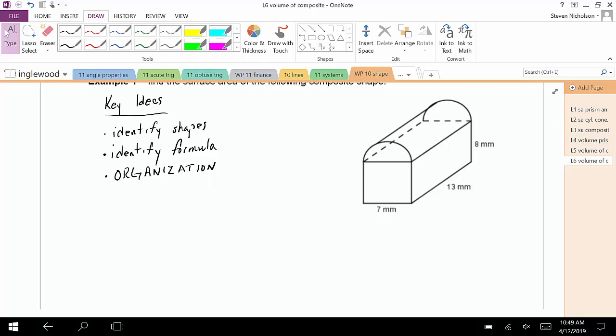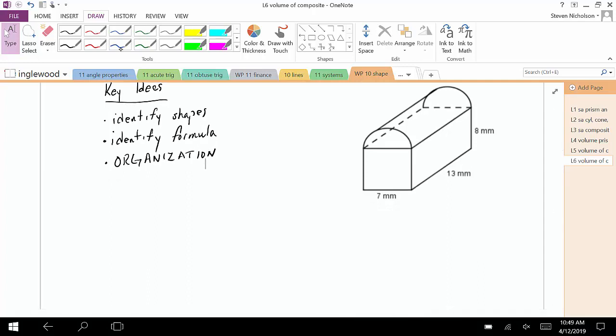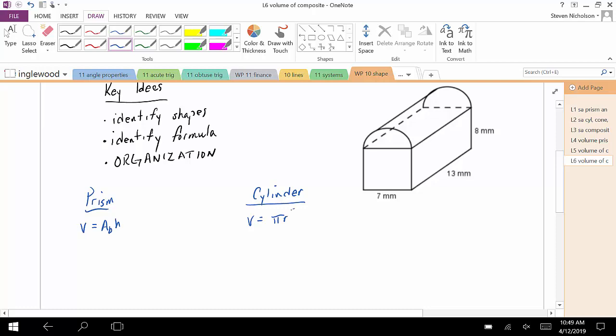If I were going to look at this shape right here, I would identify we have a rectangular prism and we have a cylinder. It's a half a cylinder, but it doesn't matter, it's a cylinder. The formula for a prism is the area of the base times the height, and the volume for a cylinder is pi r squared h. But we only have half our cylinder, so we're going to divide that by 2. So the divided by 2 is the half cylinder.